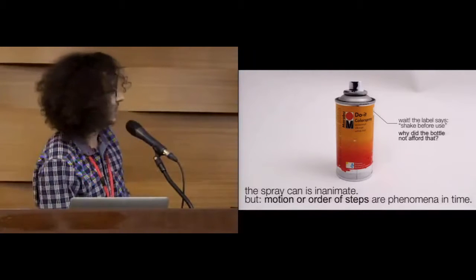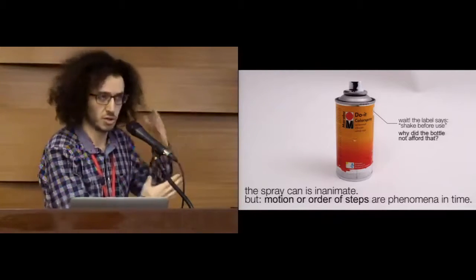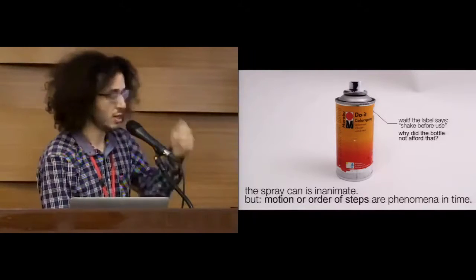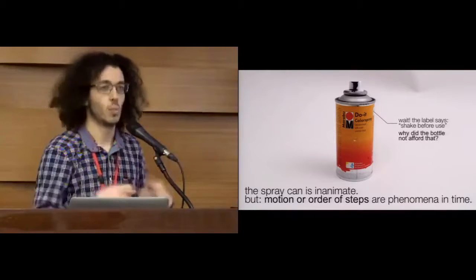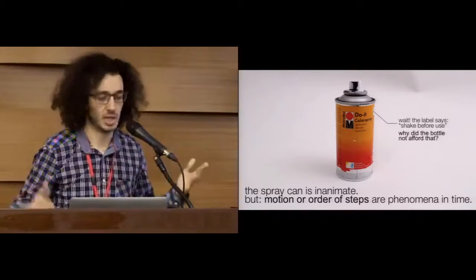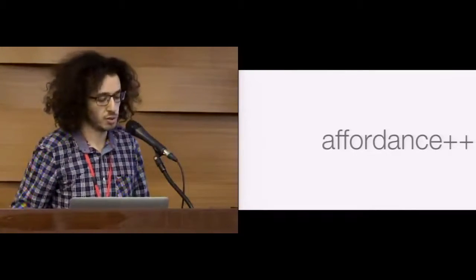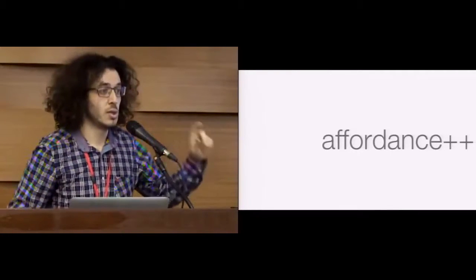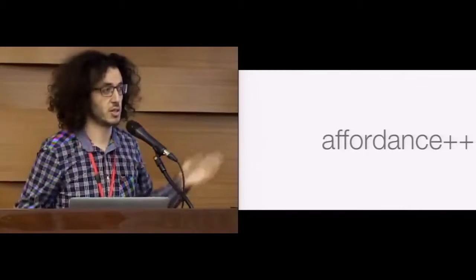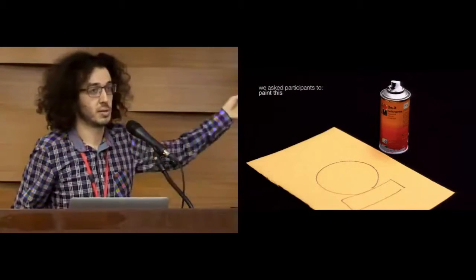And thus the spray can is inanimate. Its shape is inanimate. Its traditional affordance, so to speak, is inanimate. But things like motion, shaking, or the order of things, when to shake, are phenomena in time. They happen during time. So to tackle this, we propose what we call Affordance++. And I want to show you Affordance++ in action with footage from our user study. So what you'll see are participants when we asked them to paint this.